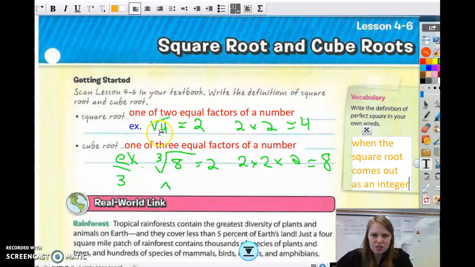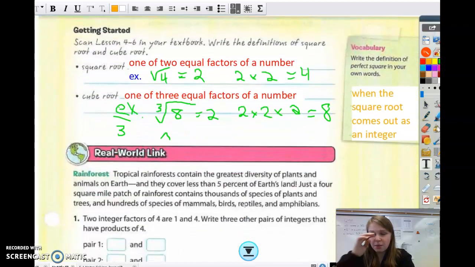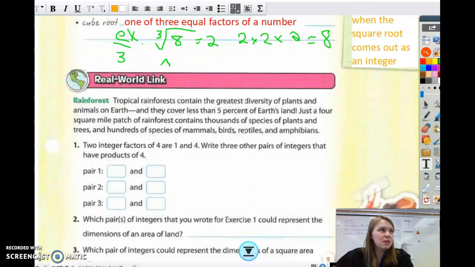So in this case, it's a perfect square because the square root of 4 comes out as a non-decimal. Comes out as a nice number. Okay, we'll go through some more examples of that. Square root of 64 would be another one, a perfect square, because it comes out as 8 times 8, right? Okay, let's look at some examples here.